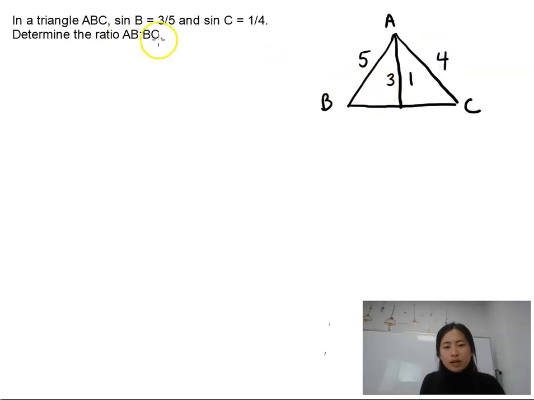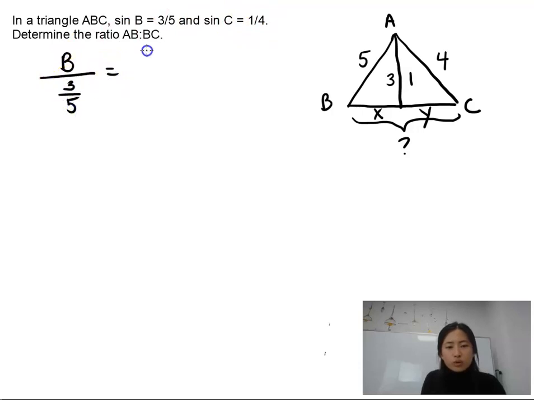So in this case, because you need to find the ratio between AB and BC, you also need to find the length of BC. So we can just further break this down into X and Y. So we can also utilize the ratio 3 over 5 and 1 over 4. So B over 3 over 5, which is equal to C over 1 over 4. So in this case, you can further simplify this into 5B over 3, which is equal to 4C.